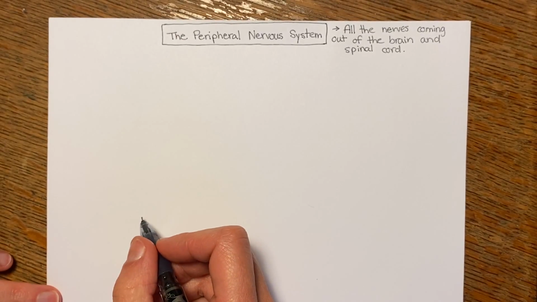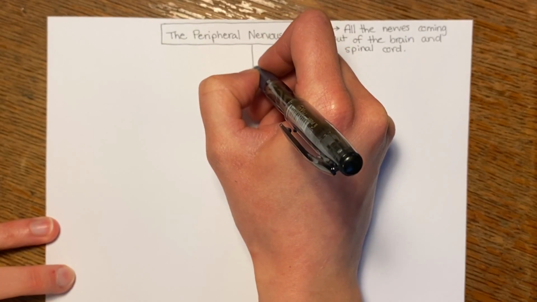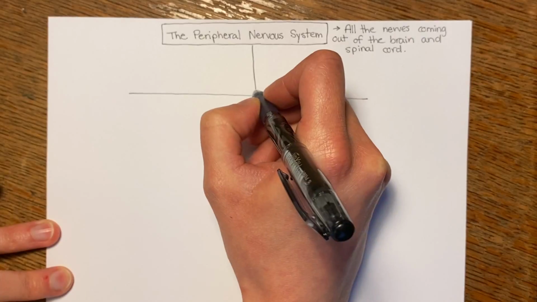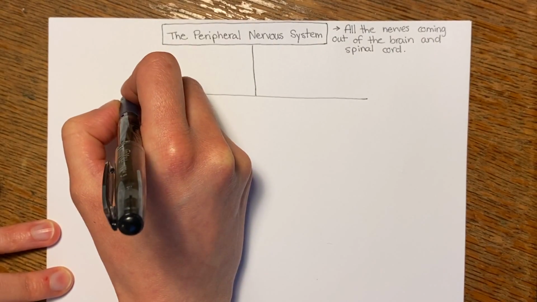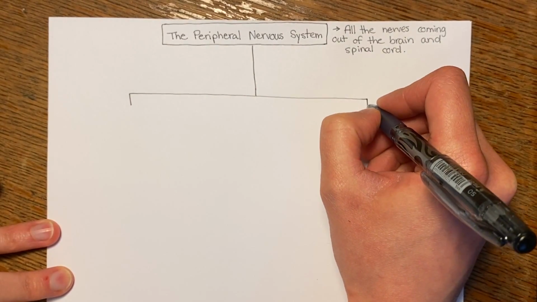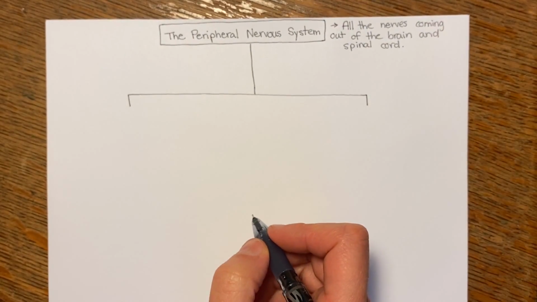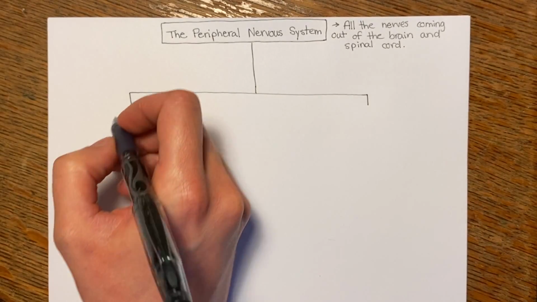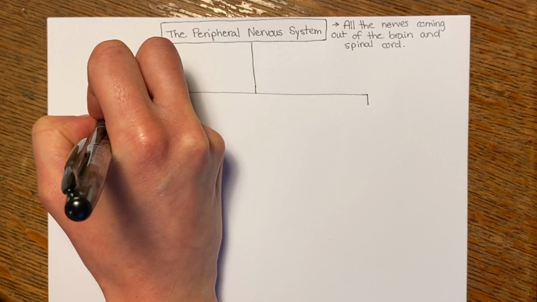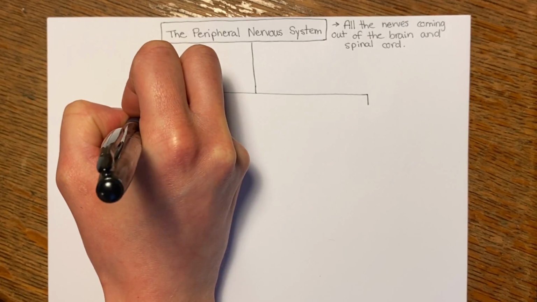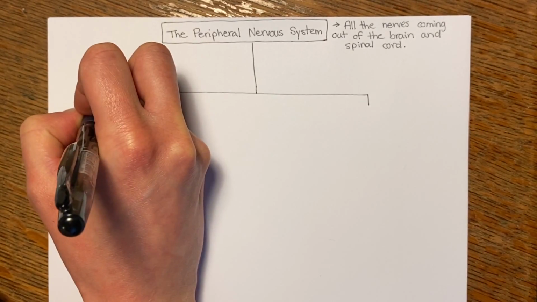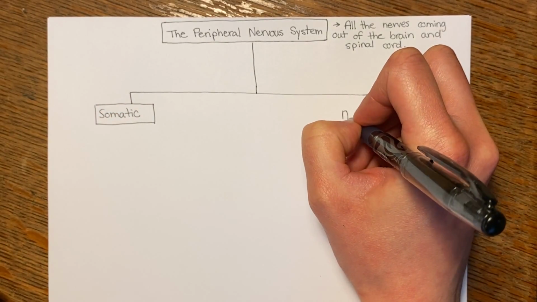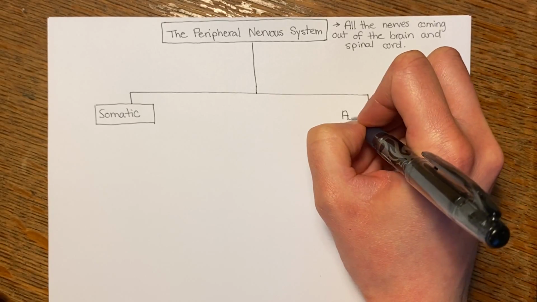And it's split into two major categories. So we're going to create this note by making sort of like a table. We mentioned this really briefly at the very beginning of the unit, but we didn't really go through it. So the peripheral nervous system is split into the somatic nervous system and the autonomic nervous system, or autonomic peripheral nervous system.